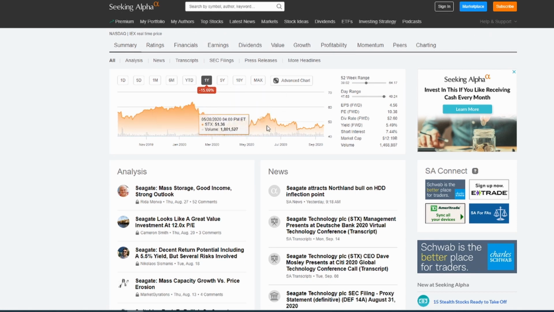We can see from the chart that they're down from recent highs over the last year, so that's attractive. Their forward earnings per share is about $4.50, giving them a PE of a little over 10, which is pretty low and pretty attractive. And this dividend yield is pretty attractive to me as well.